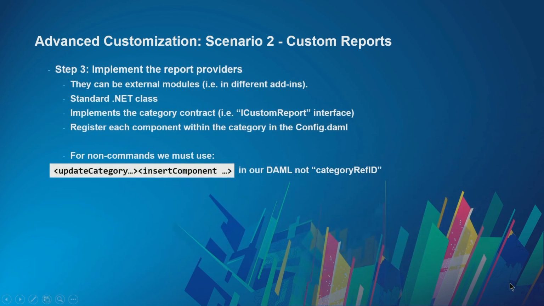Okay, step 3, I implement my report providers. These report providers can be in external modules, meaning they can be different add-ins. They need a standard .NET class which implements my ICustomReport interface. So this is my contract requirement to implement my report providers. And then, of course, I register each of these components in my config.daml.